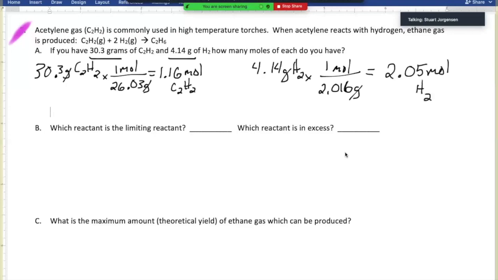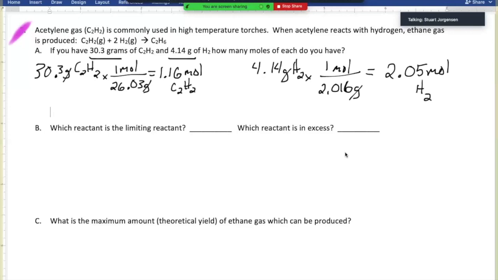Cool. So now we know how many particles or moles worth of both of our materials we've got at the start of our reaction. Now we've got to figure out which one runs out first. And the easiest way to do this is to solve both reactants for the same product and then see which one makes less.